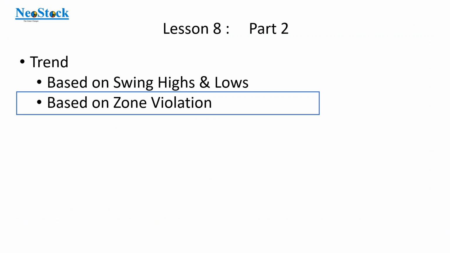The concepts you learned in this video do not have any dependency on demand and supply zone concepts. It is purely based on price action. What is that? Higher highs, higher lows, lower highs and lower lows. We applied this concept between the candles. We also applied these concepts between the swings. The next video I will be releasing in 2 days. That is part 2 of our trend lesson 8 about the trend. Part 2 is about trend calculation based on zone violation.